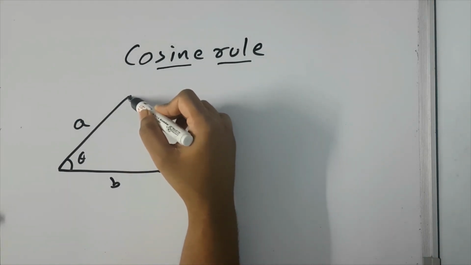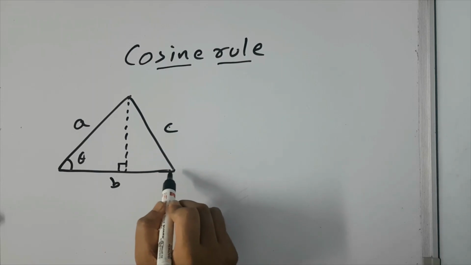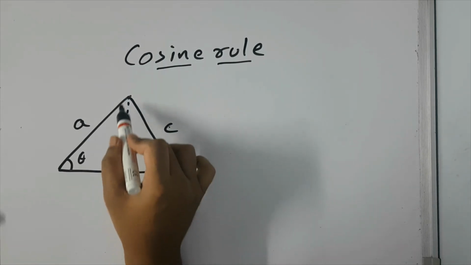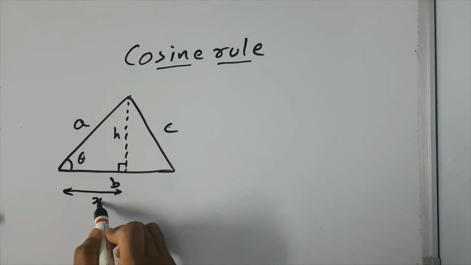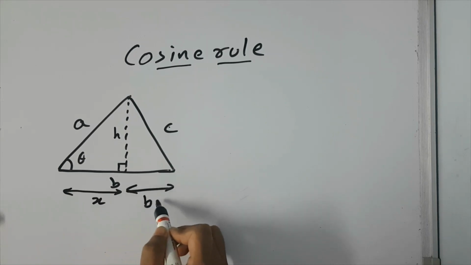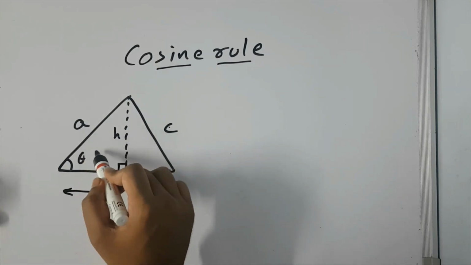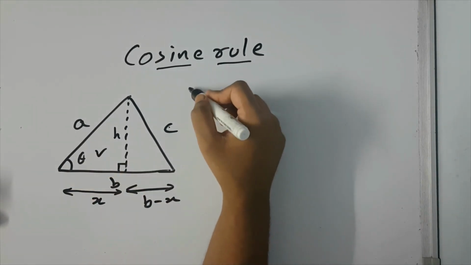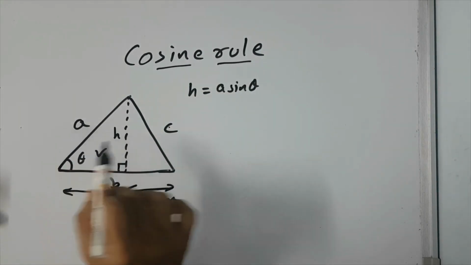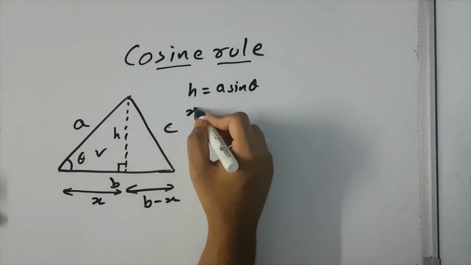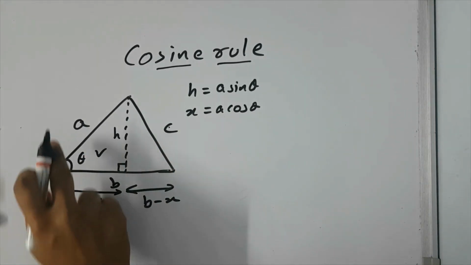Drop a perpendicular from this end to this edge. Now let's call this height h and this distance x. So if this is x, this would be b minus x. The first thing you notice is, if you look at this triangle, h is a sine theta, because sine theta is equal to h by a. Similarly, x is a cos theta, because cos theta is equal to x upon a.